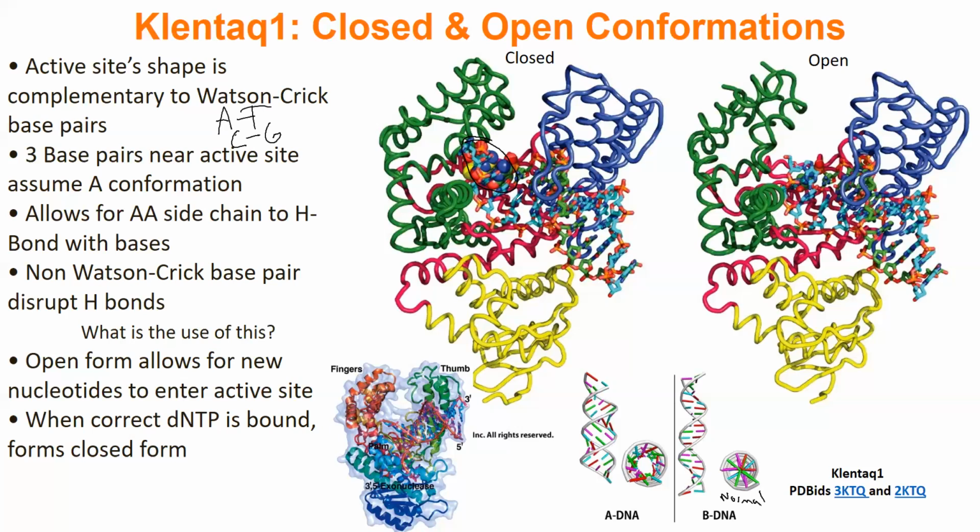Now, if we're adding a new nucleotide and we do not form a Watson-Crick base pair, the hydrogen bond between the protein and the DNA gets disrupted. Why is that useful? Why is that a good thing? That when we form non-Watson-Crick base pairs, the hydrogen bonds between the bases and our protein are disrupted. Safety check, proofreading, exactly.